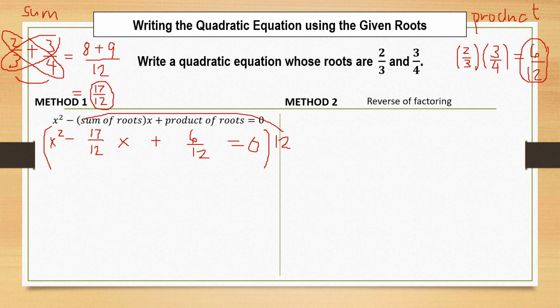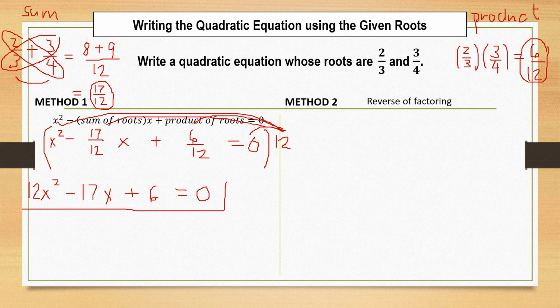12 times x squared is 12x squared. 12 times negative 17 over 12 is equal to negative 17. Bring down x. 12 times 6 over 12 is equal to positive 6 is equal to 12 times 0 is equal to 0. So the quadratic equation is 12x squared minus 17x plus 6 is equal to 0.